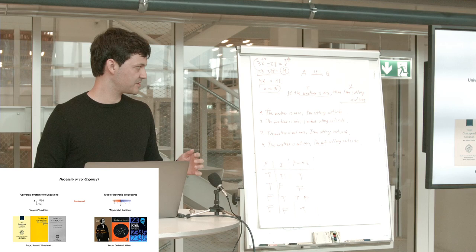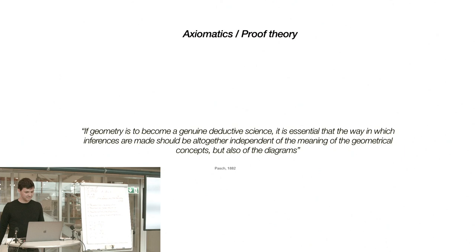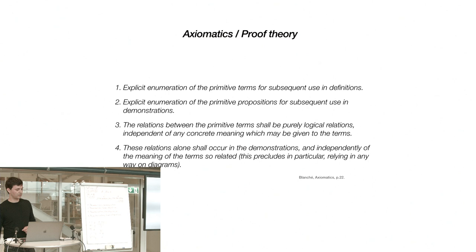And then this search for consistency kind of expanded towards something else, which is called axiomatics or proof theory. And I will read a quote here. If geometry is to become a genuine deductive science, it is essential that the way in which inferences are made, so how do we deduct, how inferences are made, should be altogether independent of the meaning of the geometrical concepts, but also of the diagrams. And in his book called Axiomatics, a mathematician called Robert Blanché introduces fundamental conditions which you must have in a deductive theory in order to be rigorous.